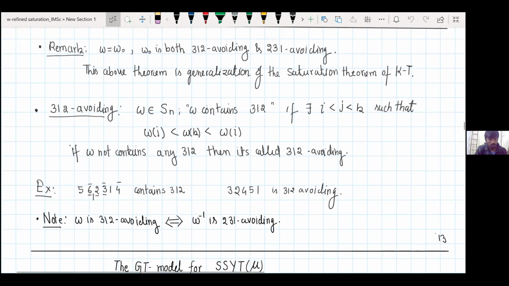For example, if you see this permutation written in one-line notation, 5, 6, 2, 3, 1, 4, you see here 6, 2, 1. These elements create the problem, that is like 3-1-2, so it contains 3-1-2. Another one, you can say 6, 3, 4. This is also like 3-1-2. And if you see this permutation 3, 2, 4, 5, 1, this is a 3-1-2 avoiding permutation.